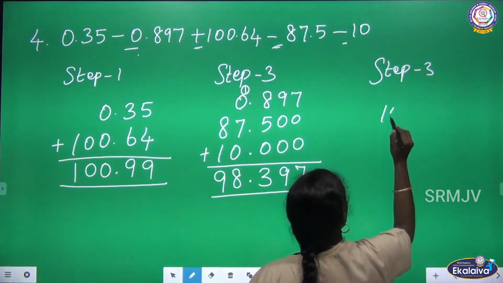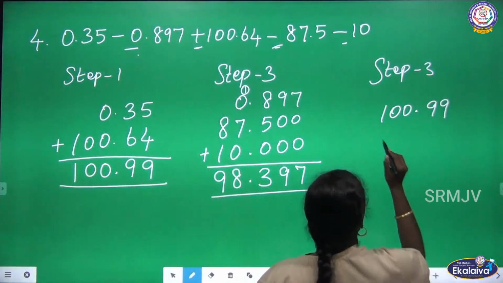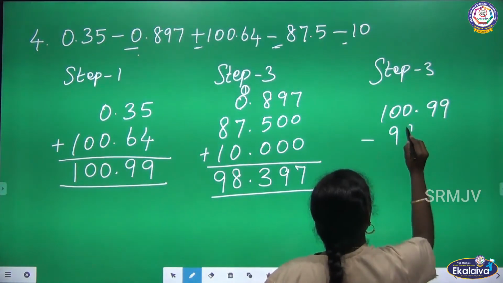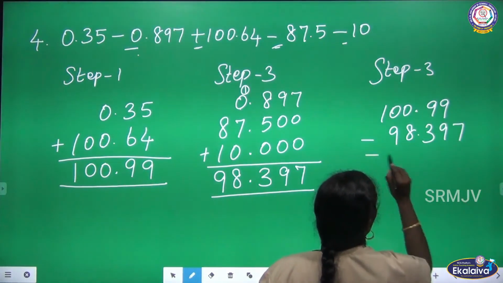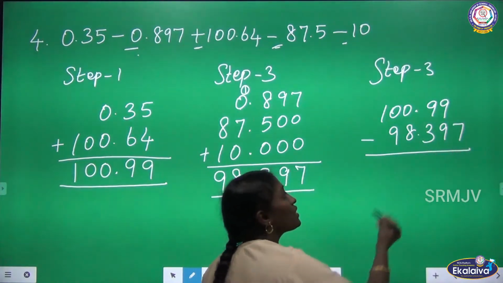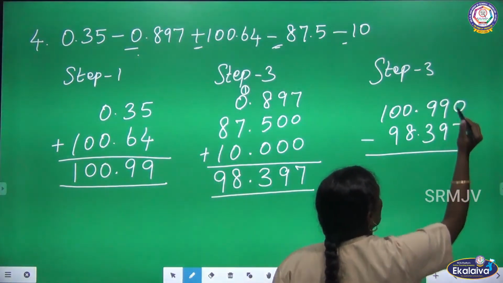So first number is 100.99 and the second number is 98.397. Here in the second number we are having 3 decimal places. So I am going to add 1 0 here.